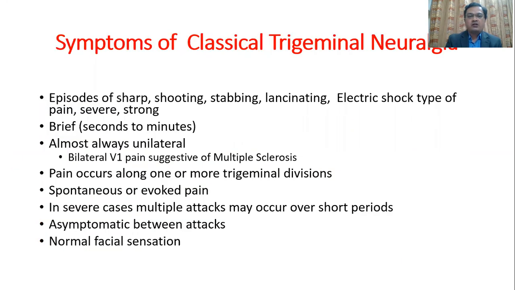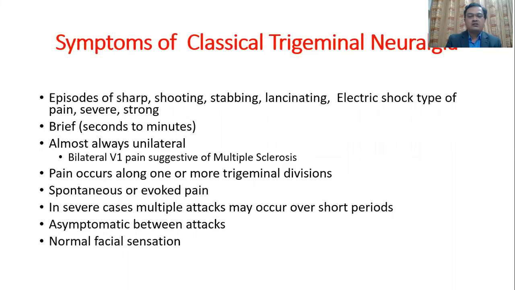The classical neuralgia has the following symptoms. It has very episodic, sharp, shooting, stabbing, lancinating, electric shock like pain. It's brief episodes of pain from seconds to minutes. It is unilateral. If it is bilateral, then we have to rule out systemic pathology like multiple sclerosis. Pain occurs along one or more divisions of the trigeminal nerve.